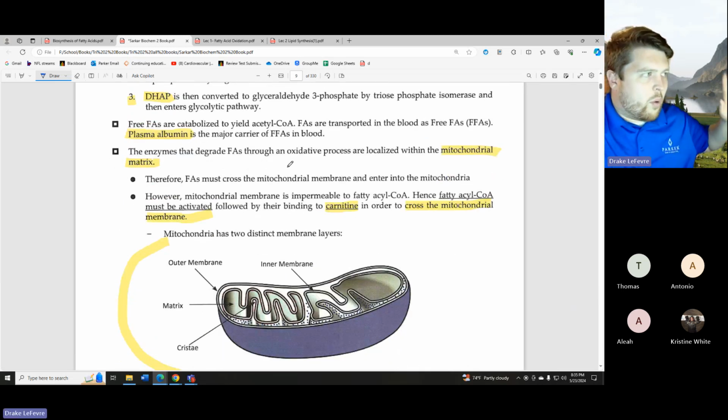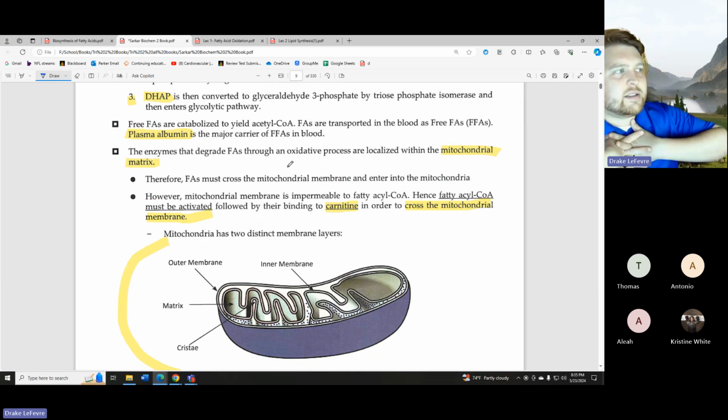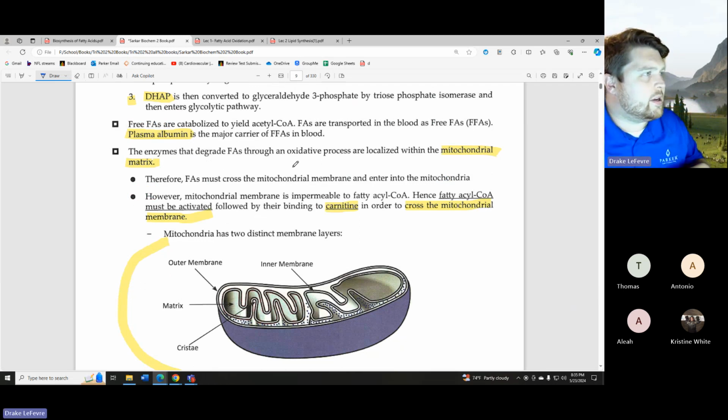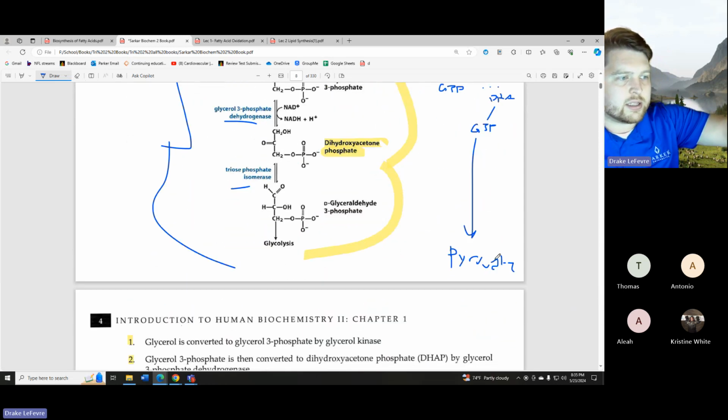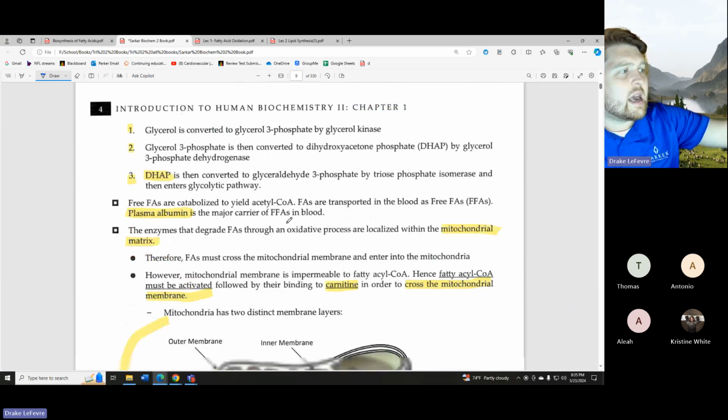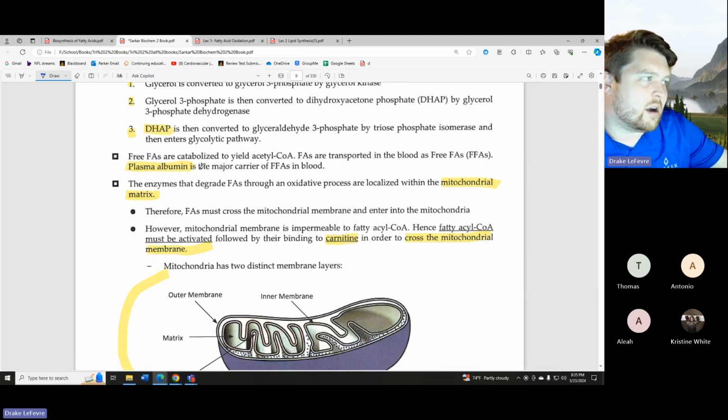So kind of the whole point of all of this, the free fatty acids. This is where the glycerol goes. The glycerol gets broken down into glycolysis to eventually form pyruvate. But as well, the free fatty acids are going to be catabolized. Catabolism means to break down to yield acetyl-CoA. They're transported in the blood as FFAs. Plasma albumin is the major carrier of the free fatty acids in blood.